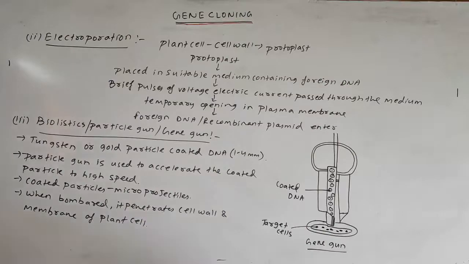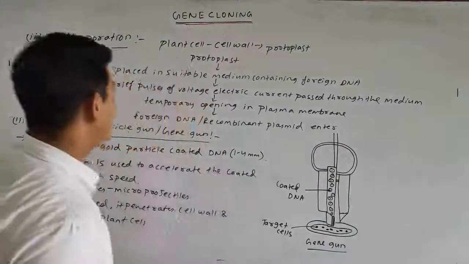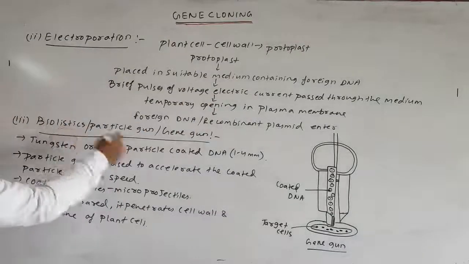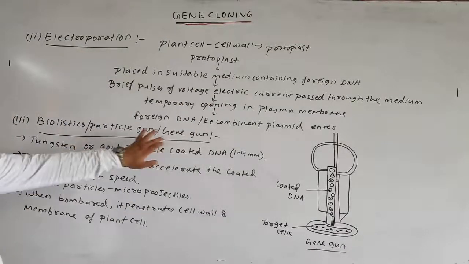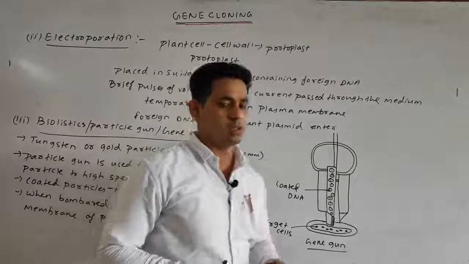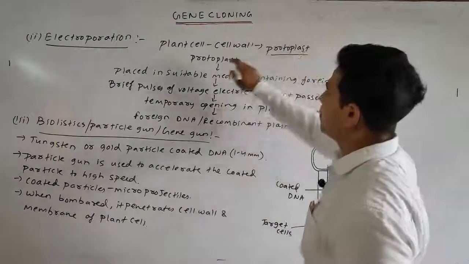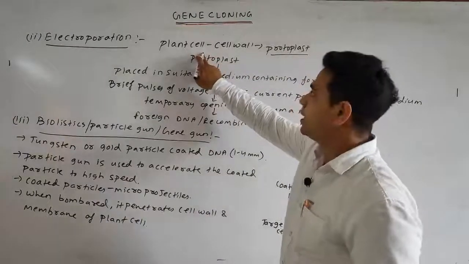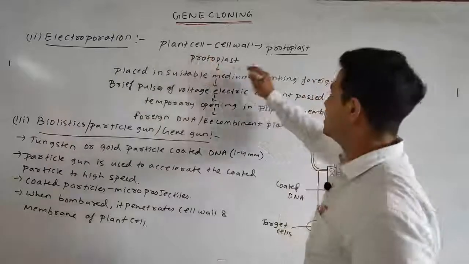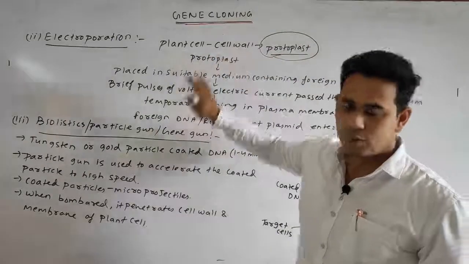Next we will discuss two alternative methods of host cell based gene cloning, that is electroporation and the bioballistic or particle gun or gene gun. In the electroporation case, we are taking the protoplast. Protoplast means what? Plant cell. Simply, if we remove the cell wall from the plant cell, then that is a protoplast, or we can write: plant cell minus cell wall is a protoplast.